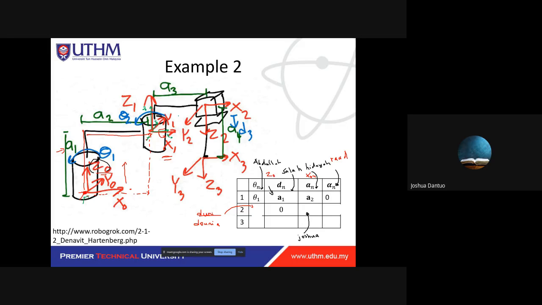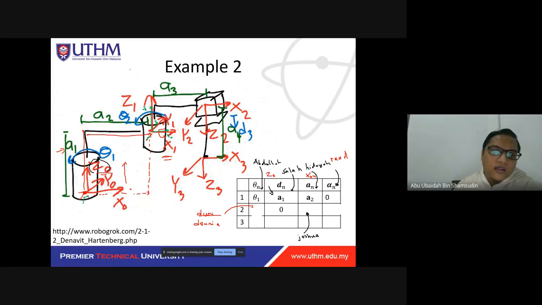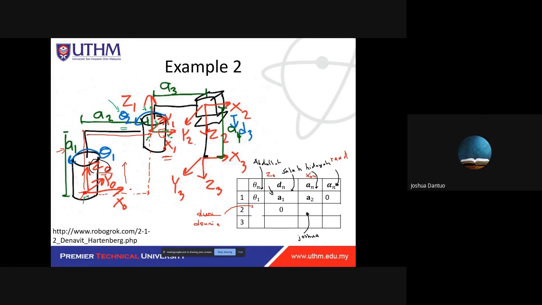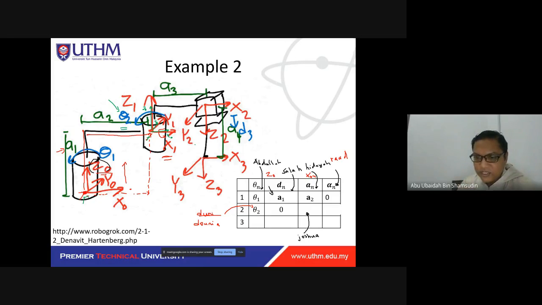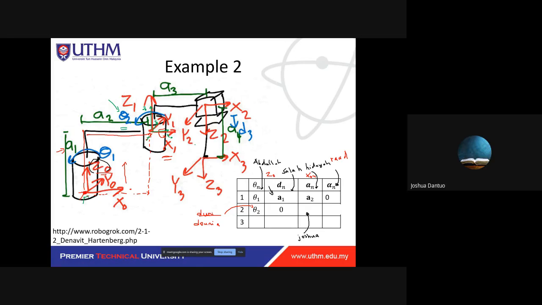Finally, we arrive to the second one. Mine is A3. I think for me it's theta 2. Yes, okay. Because this is an active joint here, so the value is theta 2. Totally correct. This one, A3.